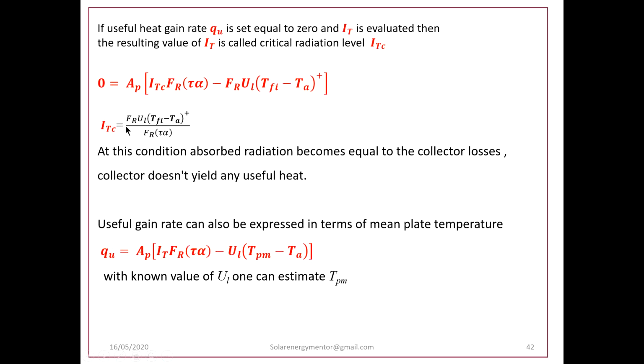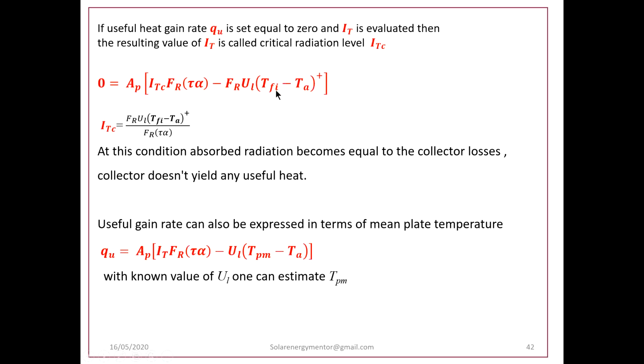So this may be the start of the day for solar thermal flat plate collector systems. Start of the day and end of the day switches or sensors can be set on the basis of this ITC value, the critical radiation level. Okay. Then the useful gain rate can also be expressed in terms of mean plate temperature.